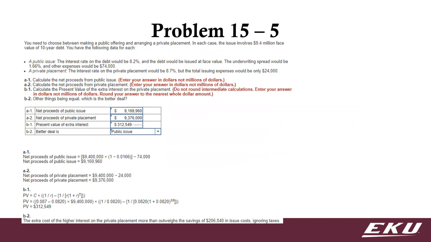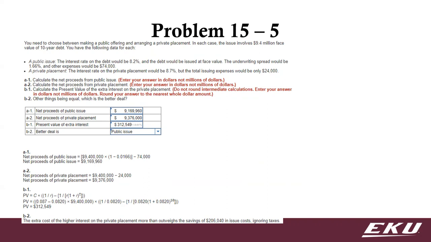And again, problem 5 is still doing the IPO issues. And this one we're looking at, we could do a public issue with the full underwriting, or we can do private placement, where we end up paying a higher rate, but we don't have all those expenses associated with underwriting. And so you can see the proceeds of public issue versus private placement.